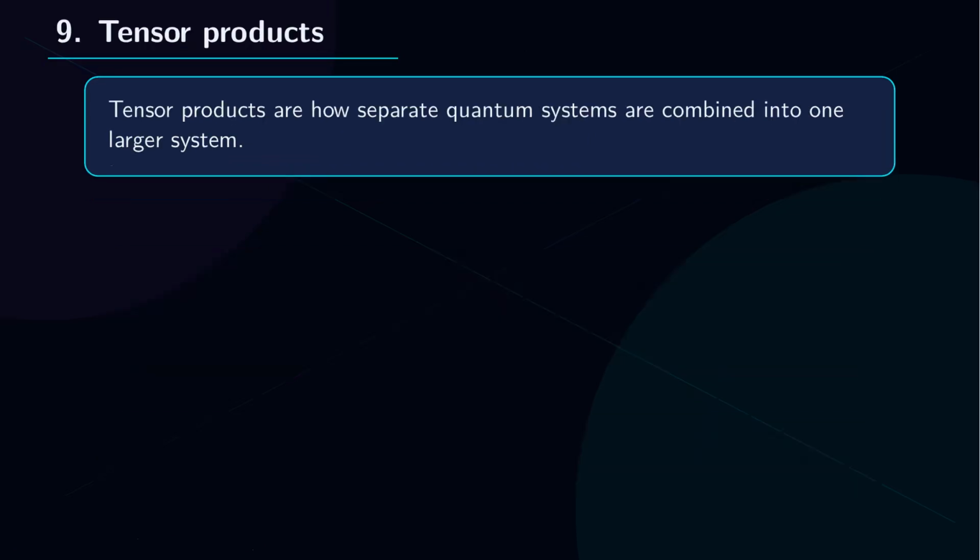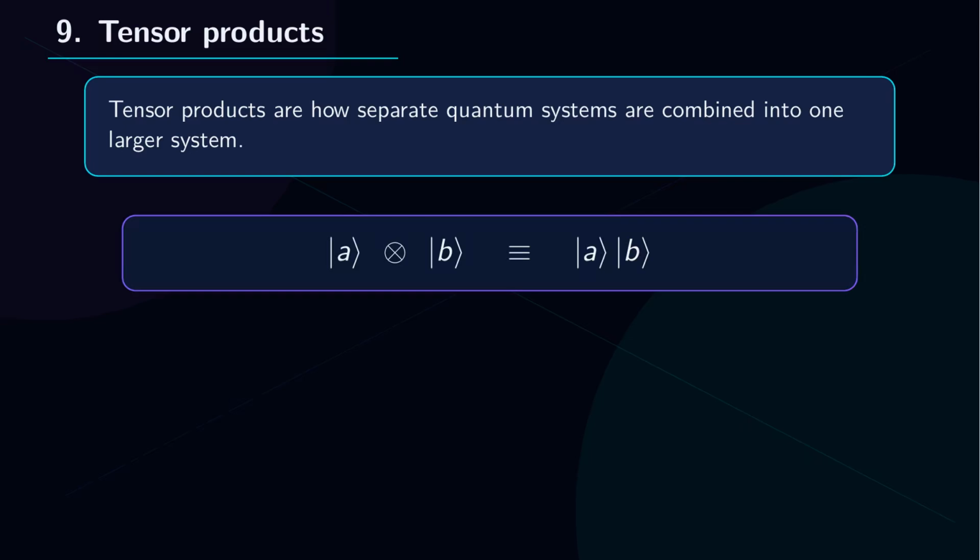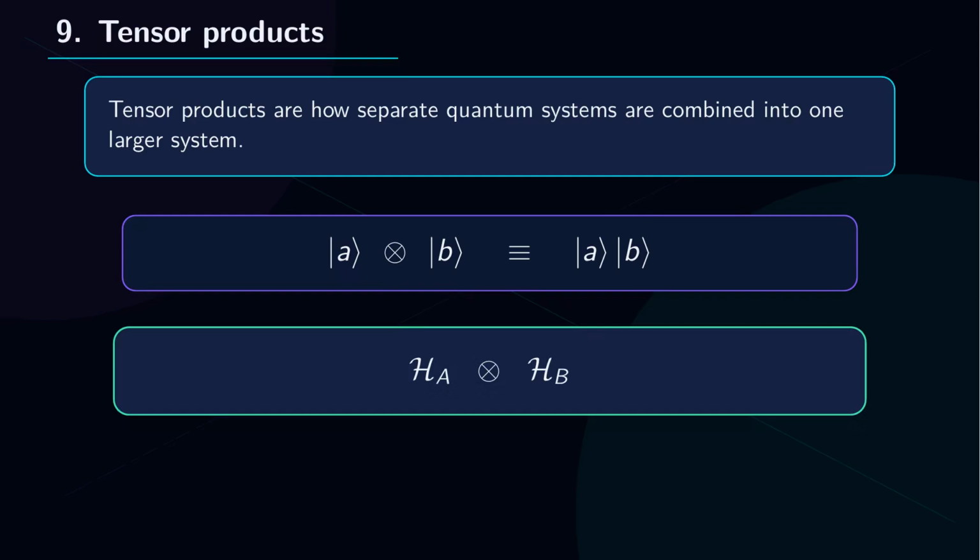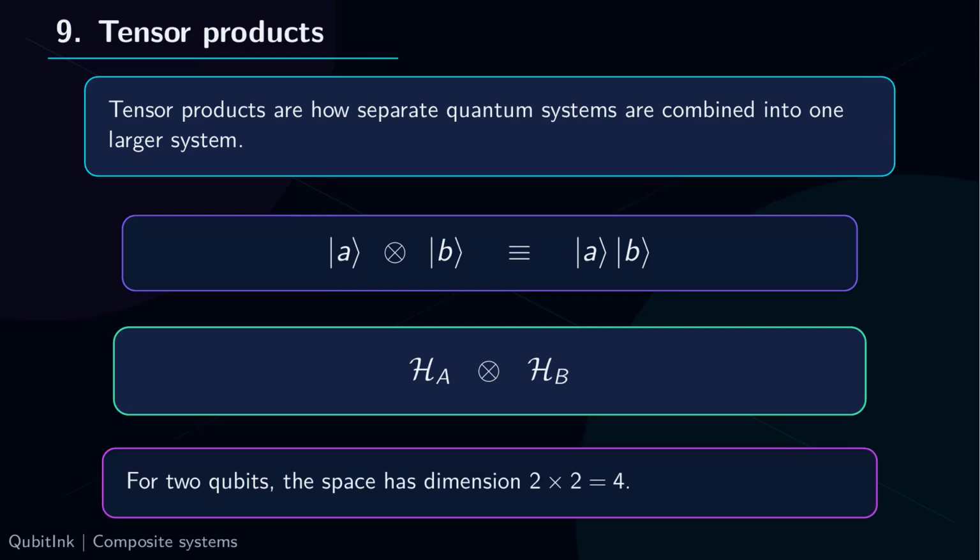Tensor products provide the mathematical rule for combining separate quantum systems into one larger system. A product state ket A tensor ket B is often written more compactly as ket A ket B. Both notations describe the same state. At the level of vector spaces, the combined state belongs to the tensor product of the two individual Hilbert spaces. Dimensions multiply under the tensor product.